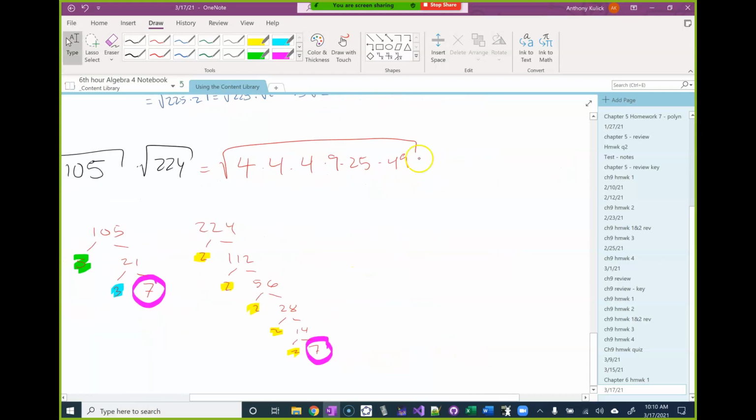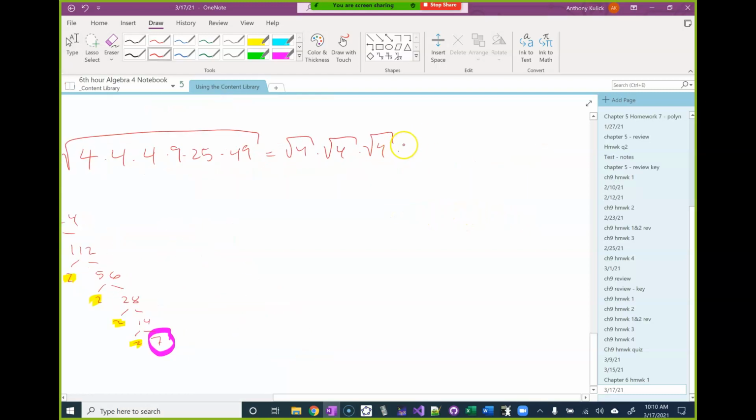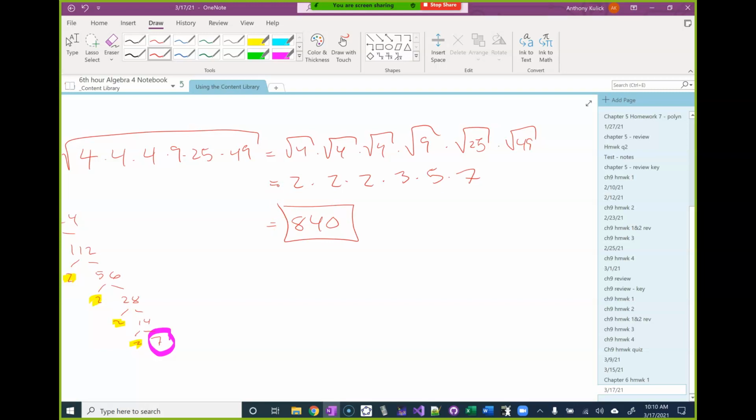So I have 2 times 2 times 2 times 3 times 5 times 7, which is 840 when I type that into my calculator. Is everybody okay with how I took that prime factorization and shortcutted to there? By just pairing up anything in the prime factorization to make perfect squares.